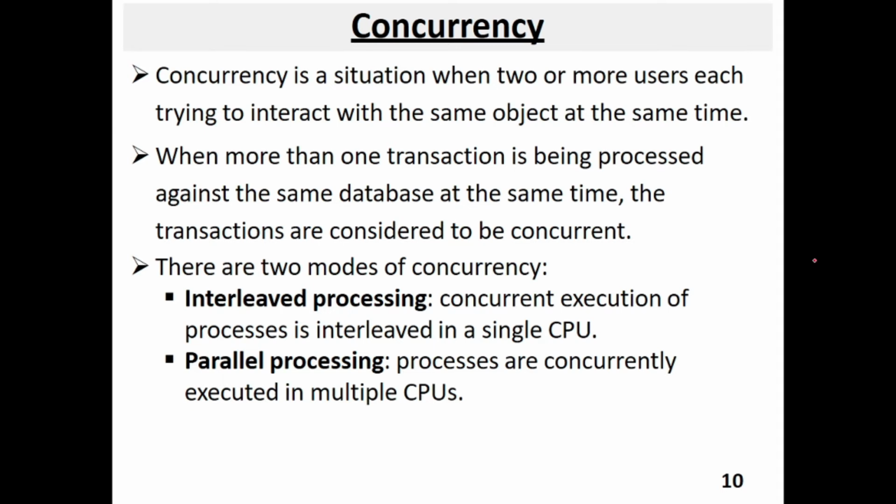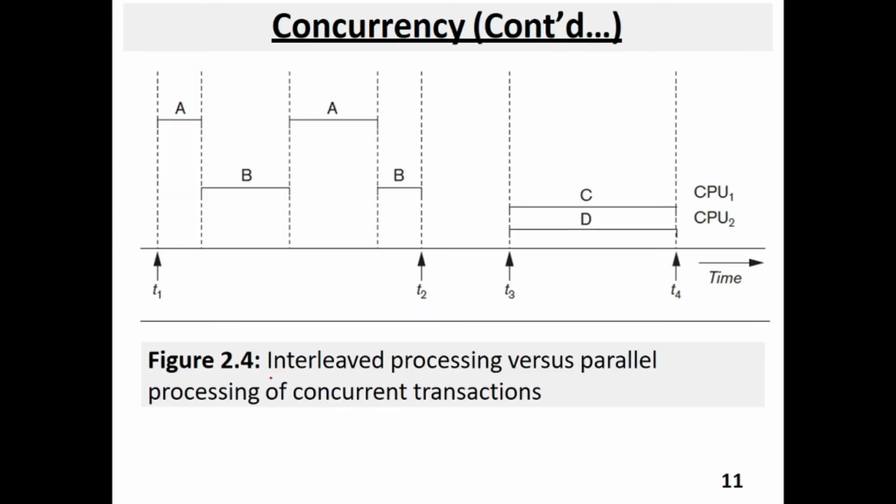There are two modes of concurrency: interleaved processing and parallel processing. Interleaved processing, concurrent execution of the processes happened interleaved in a single CPU. This is the point, in a single CPU. But parallel processing takes place under multiple CPUs. This is the difference between interleaved processing and parallel processing. Good. How it looks like graphically?